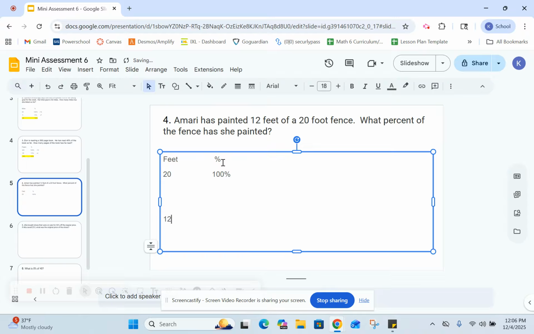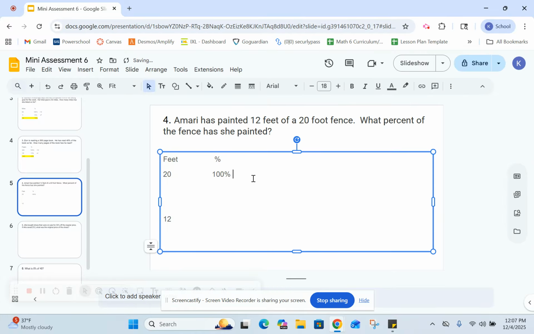We want 12 feet because that's the percentage that we're looking for. So now I need to think about, how would I go from 20 down to 12? You cannot do that directly because 12 is not a factor or multiple of 20. So what we need to do is find a benchmark in the middle. In this case, you could use a couple different ones, but always start with 10%. It's just the easiest one to do.